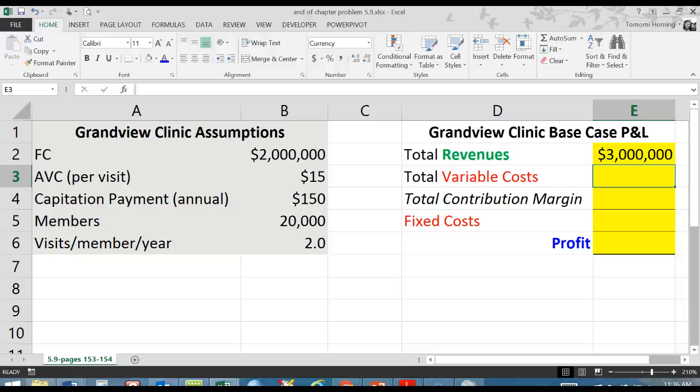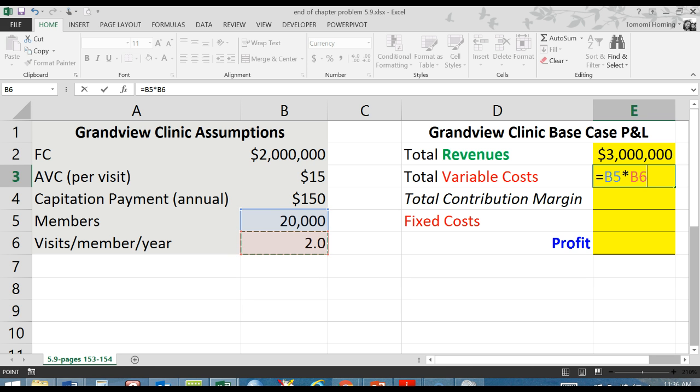For total variable costs, we need to figure out how many visits are potentially going to be seen by Grandview Clinic physicians, providers, and then what the per visit average variable cost rate is. So this equation, if it doesn't seem obvious, is you take the number of members times the number of visits per member per year, and that way you get an understanding of how many total visits across all the members that you might be seeing. So you can probably do that in your head. That would be 40,000 visits, B5 times B6.